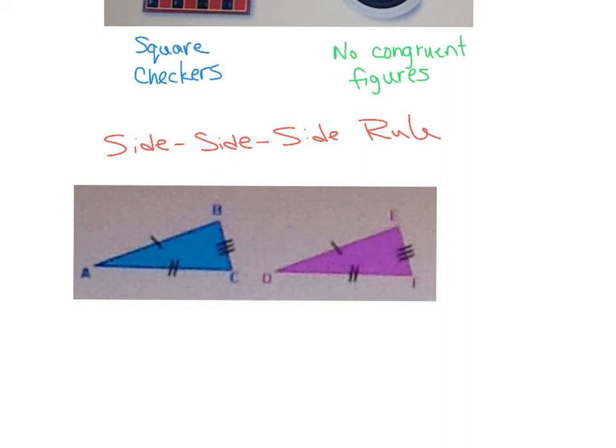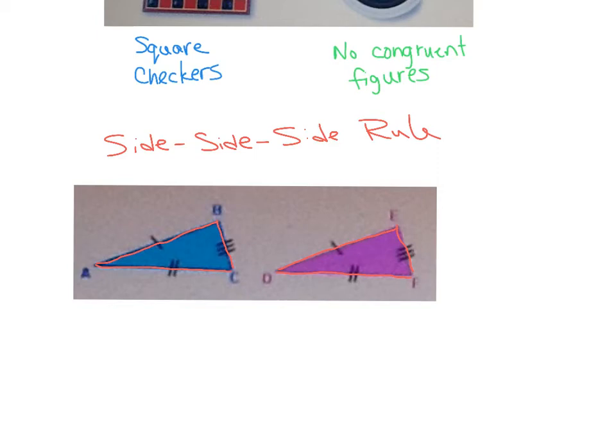If the corresponding sides are congruent, so for instance, BC or CB is corresponding with EF because they're in the same place on the triangle. And then AC corresponds with DF because they're in the same place. And AB corresponds with DE because they're in the same spot. And you can see that BC and EF are corresponding and have the same amount of tick marks. AC and DF are corresponding and have the same amount of tick marks, and AB and DE are corresponding and have the same amount of tick marks.